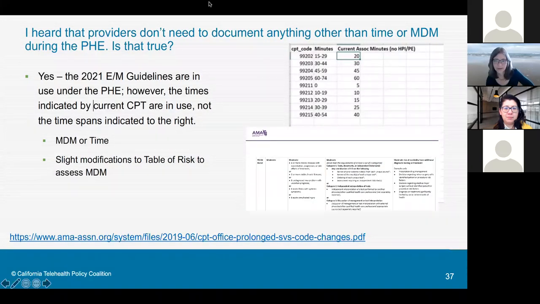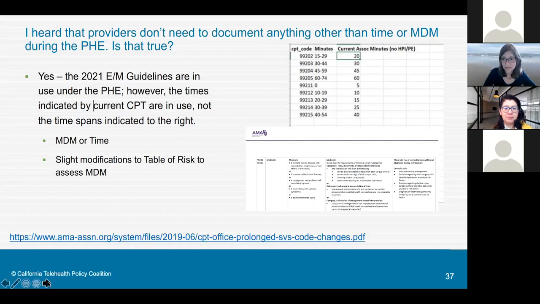Okay, so in that interim final rule as well, CMS indicated that the 2021 E&M guidelines could be in use under the PHE. This is to save providers time, deliberation of how many physical exam elements do I need to document to get to the highest level of service, which we've had many animated discussions about in my facility. But you could just use MDM or time for the AMA 2021 E&M guidelines. And there's been some slight modifications to the table of risk. You can check it out. There's the URL for it.